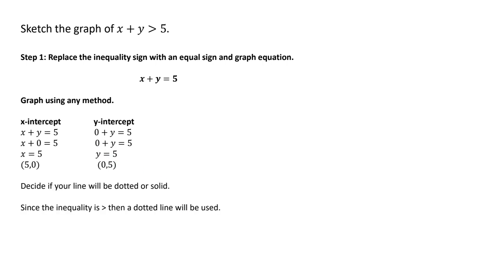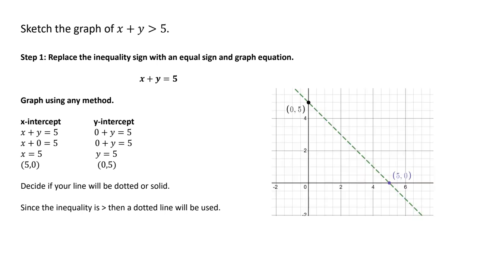If I plot those two points, we also need to decide if it's dotted or solid. Since the inequality is greater than, we're going to use a dotted line. And so here's a picture of my graph. Here we have our x-intercept, our y-intercept, and then we have our dotted line.